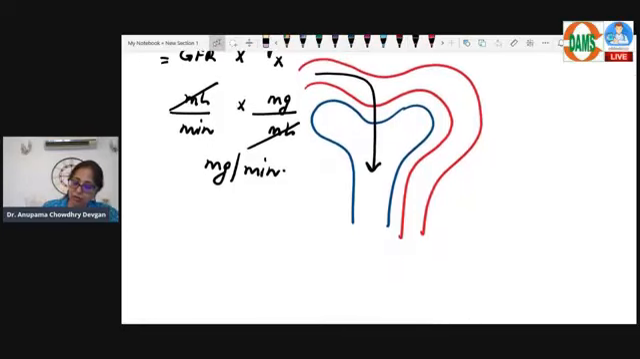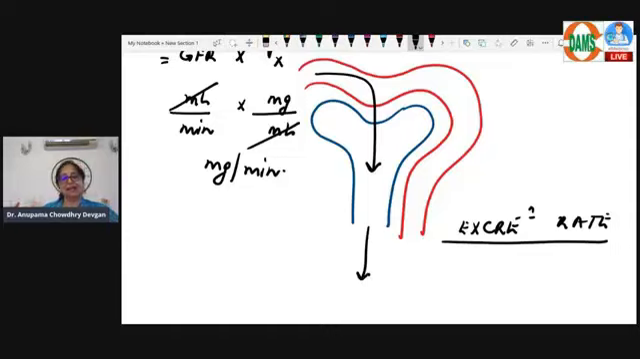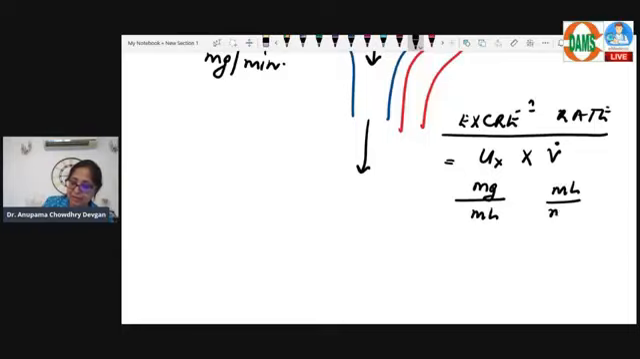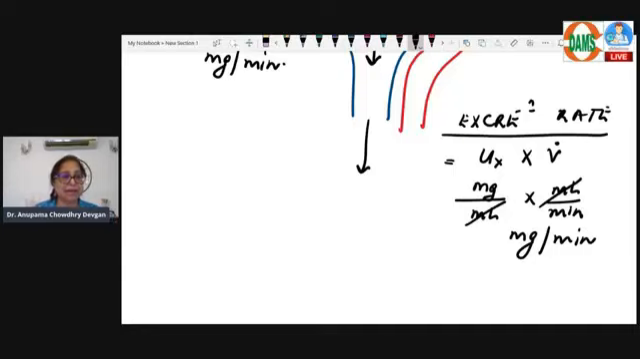Now, the second is, how do you calculate the excretion rate? That means, what is the rate at which a substance is eliminated in the urine? That is urinary concentration into the rate of urine flow. That is going to be the excretion rate. Urinary concentration is milligram per ml. Rate of urine flow is ml per minute. And ml and ml get cancelled. This is also going to be milligram per minute.